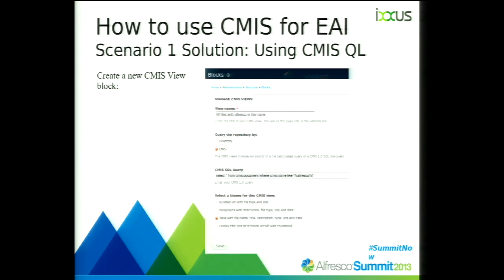So basically, this probably doesn't display very well, but here I'm just creating a CMIS view, displaying everything with Alfresco in the name, and here is the CMIS query. Select star from CMIS document, one of the types, where CMIS name like Alfresco. And then I say, display this in a table. There I have a new CMIS view, which I can put in a block somewhere.